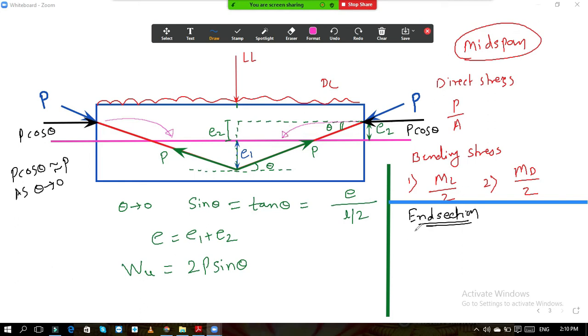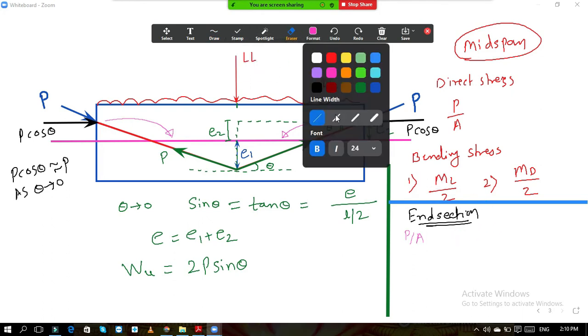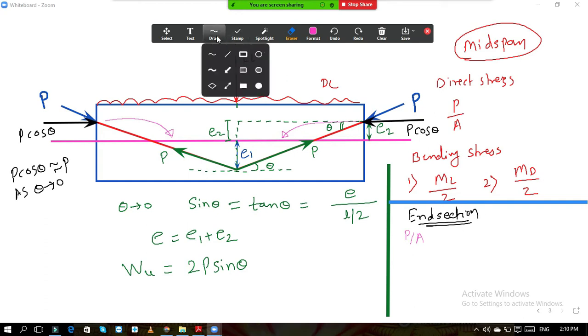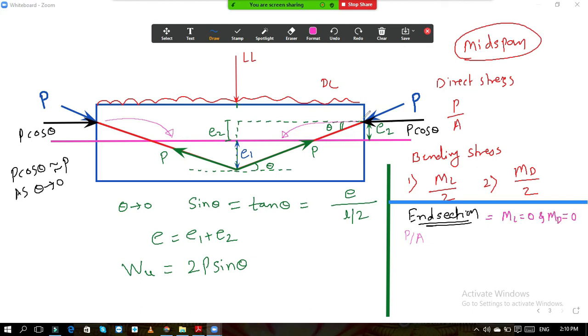So here P by A is present. Your ML by Z is also present. But at the end section ML by Z will not be present. It is 0 because at the end section your bending moment is 0. At the end section your ML is 0 and MD is also 0, because the bending moment due to dead load is 0 and the bending moment due to live load is also 0. Why is it 0? Because here the supports are there. At the support the bending moment is 0. This is also known to you.